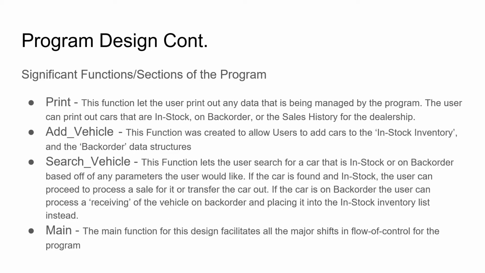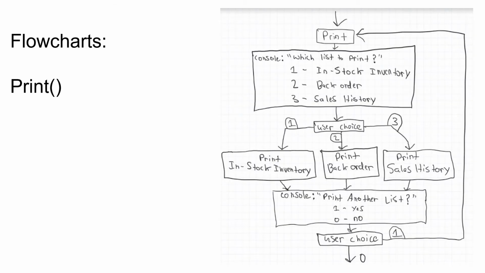Program design continued. We knew we would need the functionality of printing out lists of the various components. We would need to be able to add vehicles to the various lists. We knew we would need to be able to search for a vehicle. And then we would need a main function that would facilitate the organization of these given functionalities. So let's go through those functionalities.